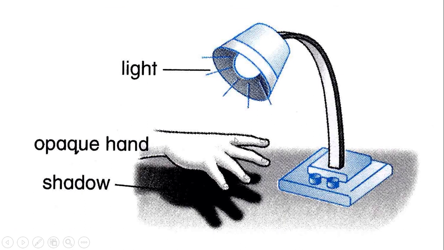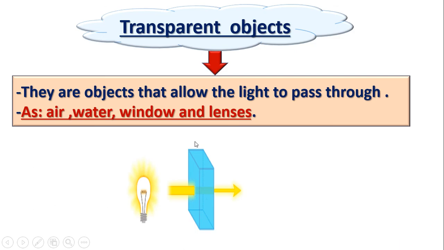Here also we have your hand. Your hand is also an opaque object. It doesn't allow the light to pass. The light is moving from here and here, trying to pass through the hand. Can it pass? No. The light is absorbed by the hand and this place will be dark, and it's called shadow. So the shadow happens when light meets opaque objects.